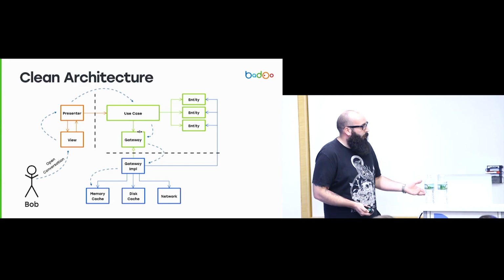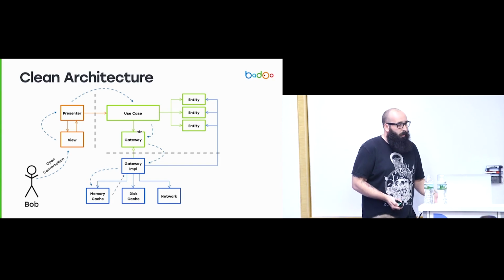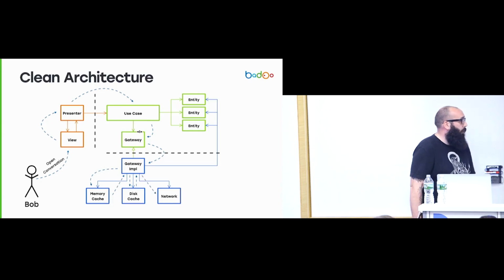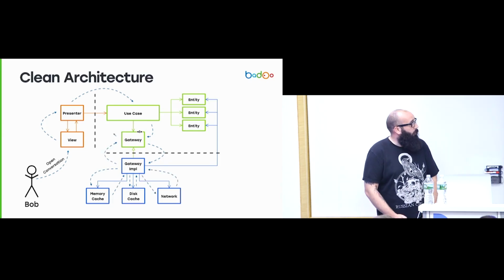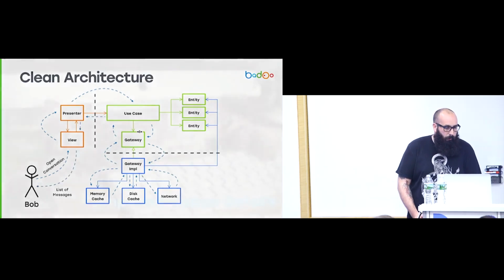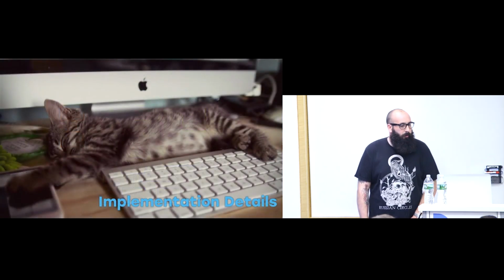It'll check the memory cache in this example. If there's nothing there, it'll then check the disk cache. And if there's nothing there, it'll finally go to the network. And hopefully that information will be there. And then, obviously, it gets passed all the way back through until finally Bob gets his list of messages.